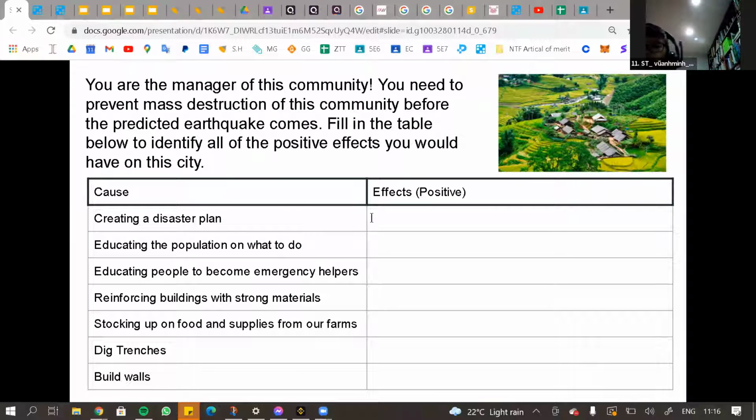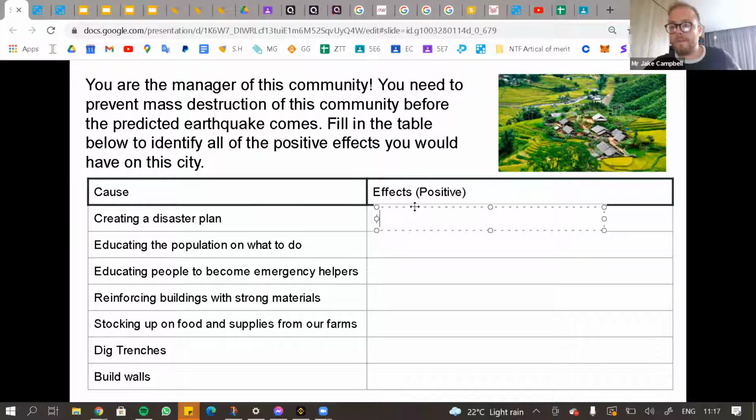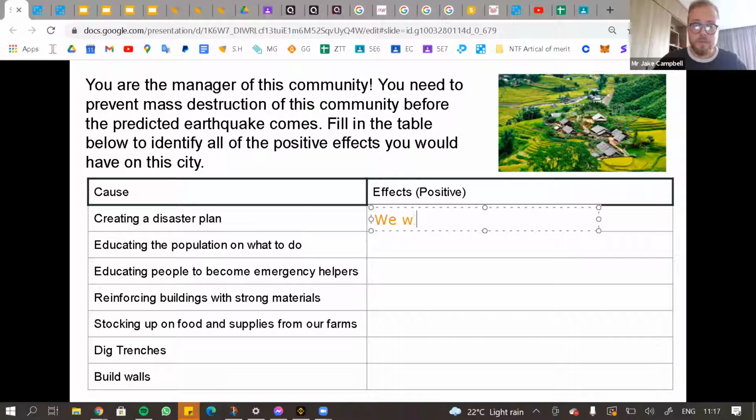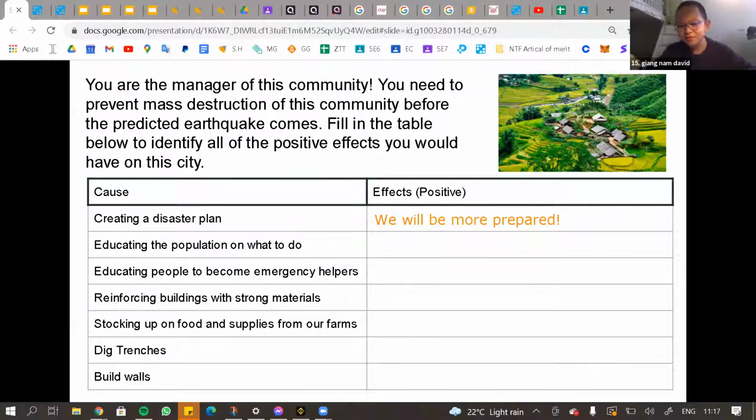Everyone, will we be very prepared, or will we have no idea what to do? We need to be prepared. Yeah, so if we create a disaster plan, we will be more prepared. For the life. Okay, class, that's one example.